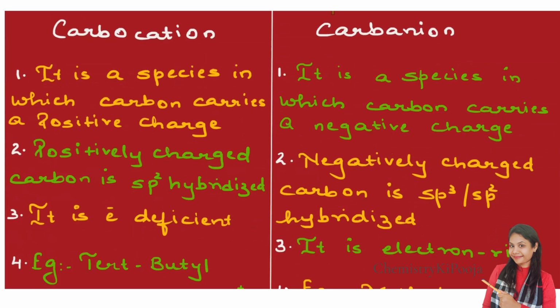Now carbocations are the species in which carbon carries a positive charge, right? Carbocations are the species which contain what? Which contain a carbon group which is carrying a positive charge. Whereas carbanions are the species which contain carbon, and on that carbon atom there is a negative charge.